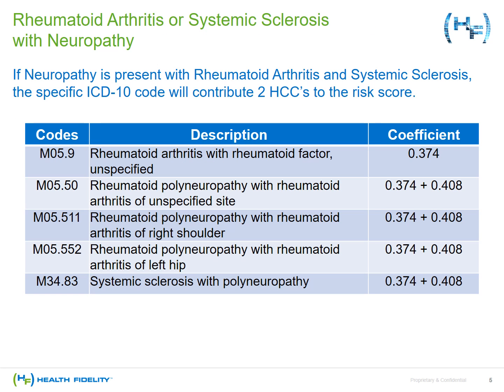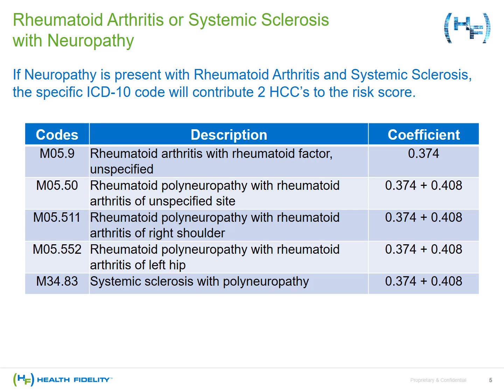The third scenario is when you have neuropathy present with either rheumatoid arthritis or systemic sclerosis. ICD-10 again provides for specific diagnosis codes that will contribute 2 HCC categories or 2 coefficients if neuropathy is present with either rheumatoid arthritis or systemic sclerosis.